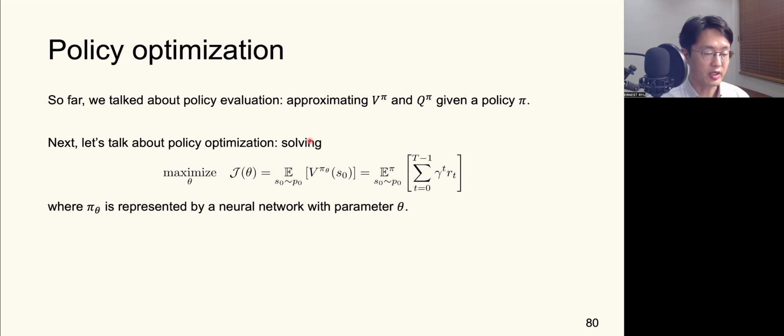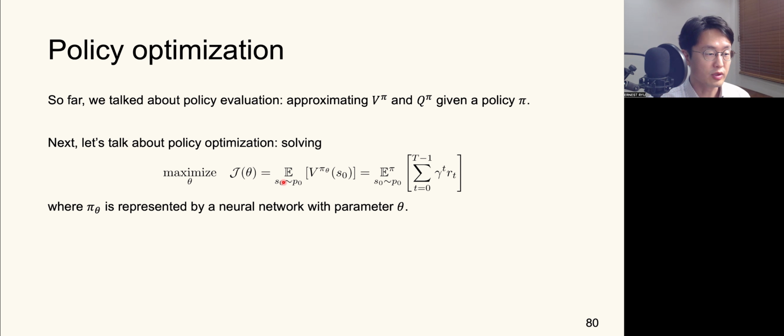For policy optimization, we're going to be solving this maximization problem. We will maximize with respect to the neural network parameter theta, this objective function J of theta. And this will be defined as the expectation of the value function with respect to the parameterized policy pi theta. So pi theta, that is our neural network. It's our policy, and it will be represented by a neural network parameterized with theta.